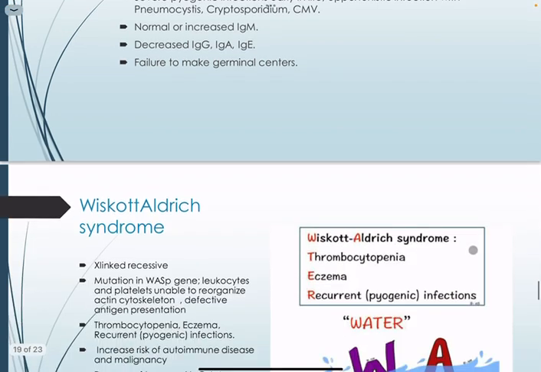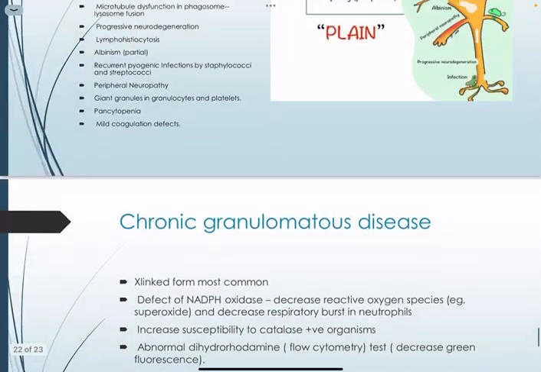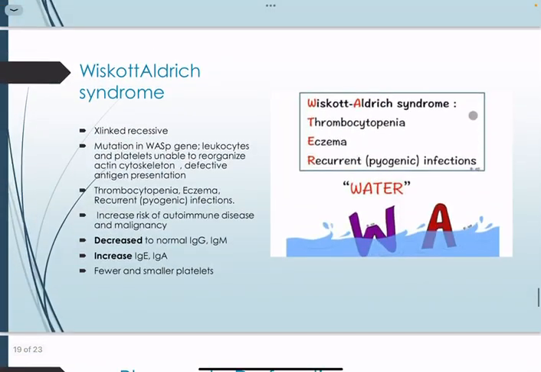Okay. Wiskott-Aldrich syndrome, an X-linked recessive disorder. The problem is in the WASP gene, which will lead to abnormal function. So there's a problem in the leukocytes and the platelets. They're unable to reorganize actin in their cytoskeleton, which will lead to defective antigen presentation. Okay, so they have got a problem with antigen presentation, and all immune responses always start with antigen presentation.